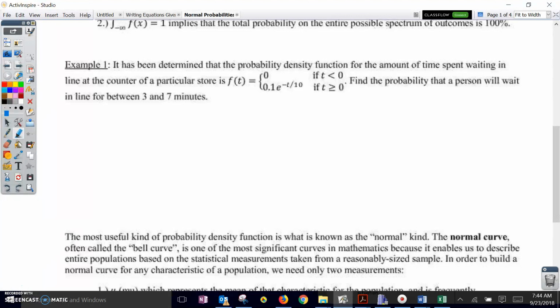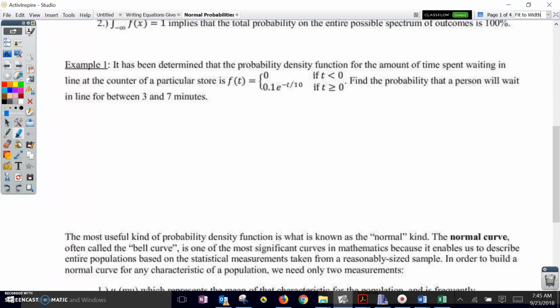So the first concept that was introduced was the idea of a probability density function, and you can read through the content prior to example 1 in order to establish your baseline for this material. But this first example is going to be reasonably simple for us. The probability density function for the amount of time spent waiting in line at the counter of a particular store is given there. There's no probability for a time value of less than 0. You can't wait in line for less than no time. And then it is 0.1 e to the negative t over 10 for all values of t greater than or equal to 0.